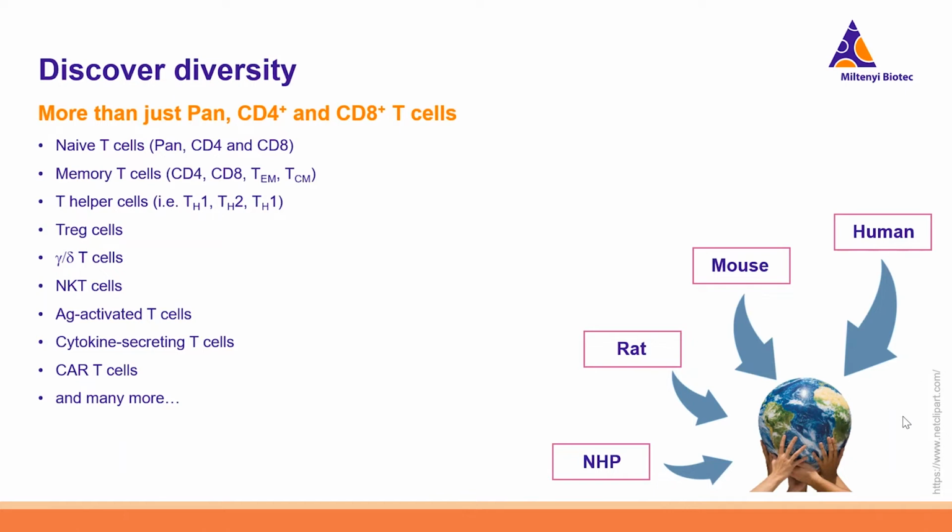Apart from human and mouse samples, we offer also T cell separation kits for rat and non-human primate samples. As scientists, we understand how important it is to address the full complexity of T cell subtypes, even for the rare ones, and to offer according solutions. In the following slides, I will give an overview of the most important T cell separation products, including our highlights.